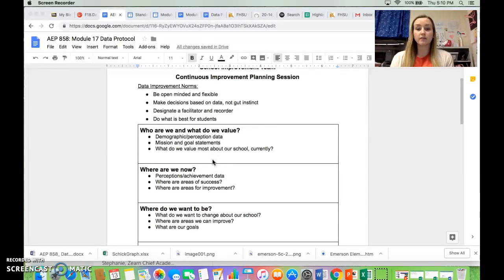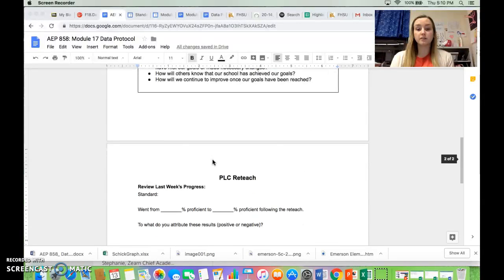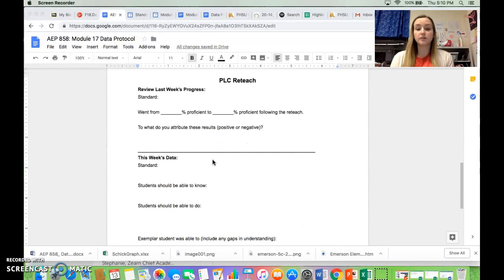But then I have a modified version that follows along the same sort of steps, but it would be used for PLCs and teachers thinking about instructional strategies and thinking about reteaching concepts possibly that students didn't understand. This is actually something that I currently use in my own building. It's a PLC document that I designed to follow our principal's guidelines of what he wants us to be working on in PLCs.